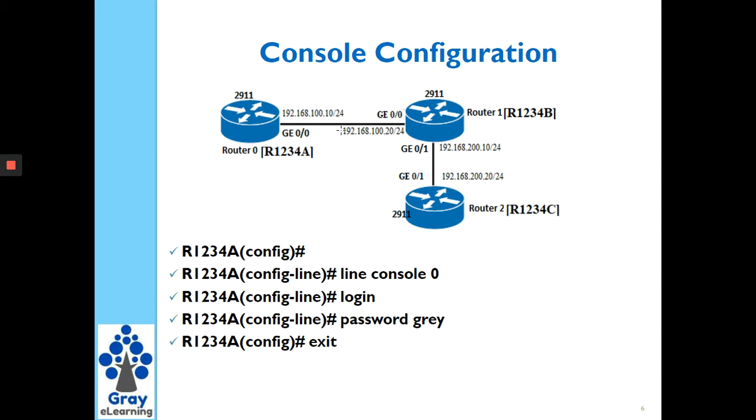In case you don't know the steps, please watch my previous videos. There I clearly mention how to configure a host name, how to configure an enable password, how to configure an IP address for all the interfaces, how to set a static routing, and also how to configure a telnet password for remote login. So today we are mainly focusing on how to set a console password.